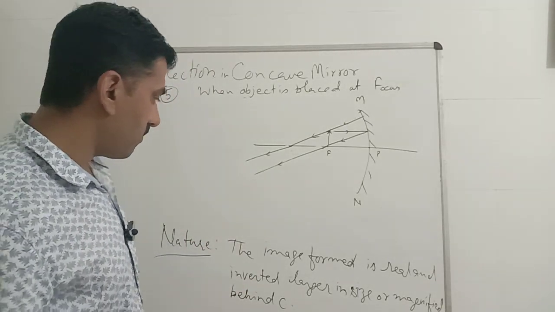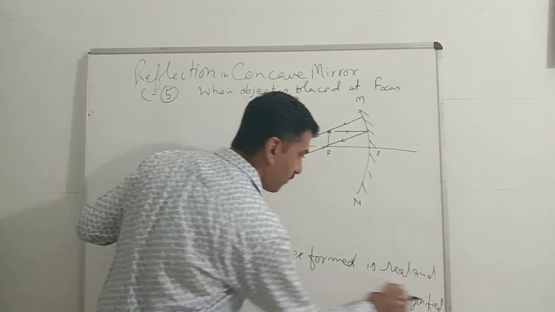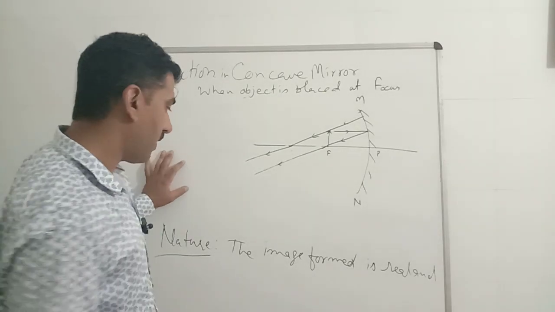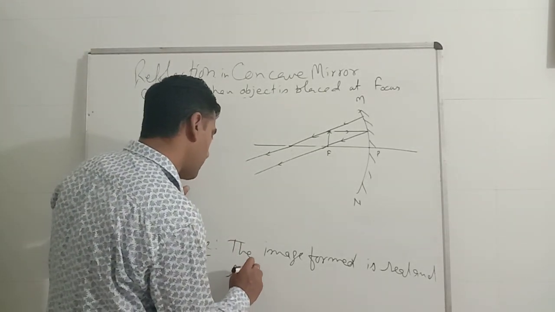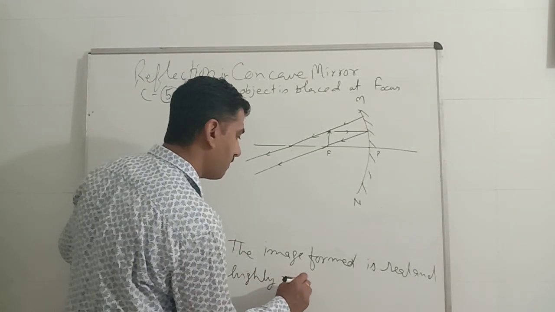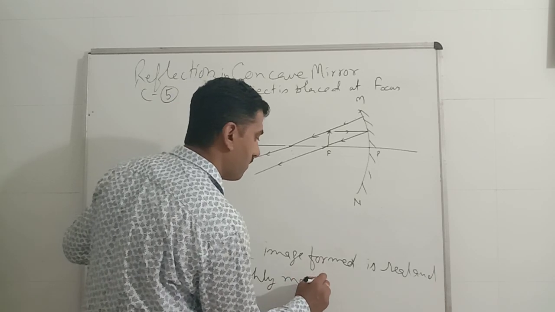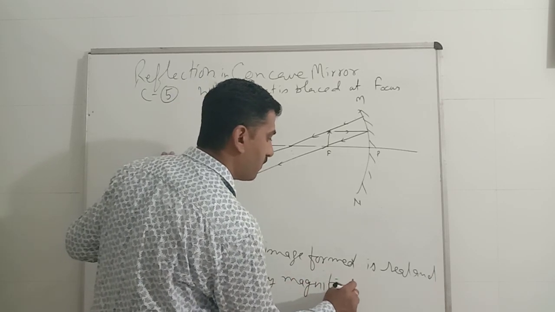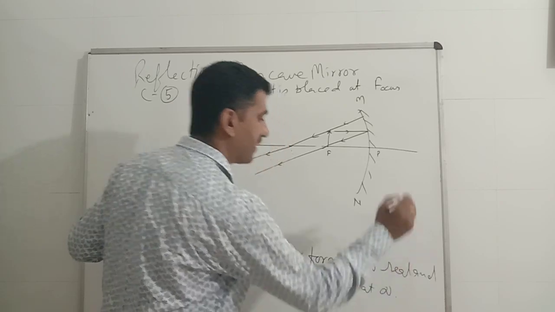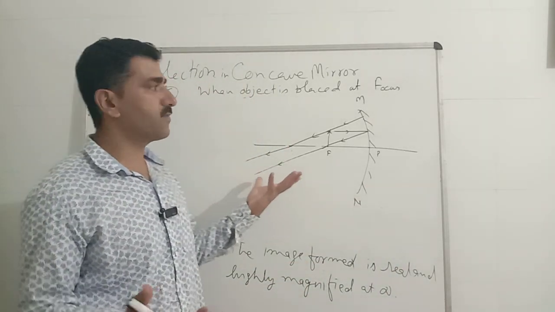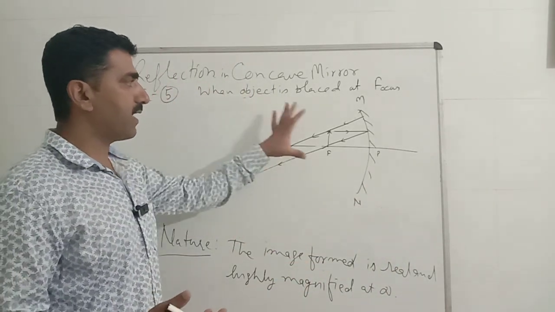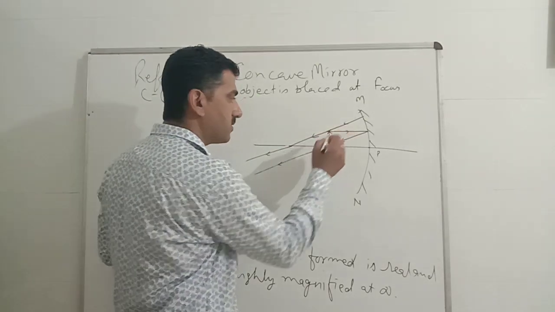And the nature you will be writing: the image formed is real and inverted, highly magnified, H-I-G-H-L-Y, highly magnified at infinity. Simple, very simple. This is the way you will be doing. If the case will come, directly you will make the diagram and write its nature.